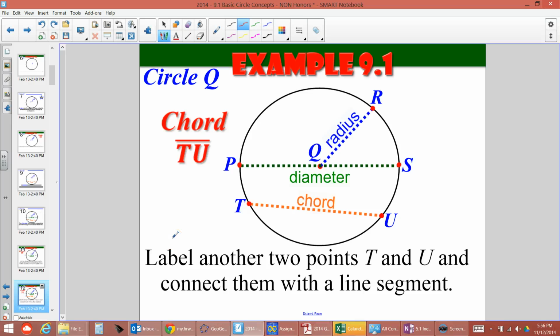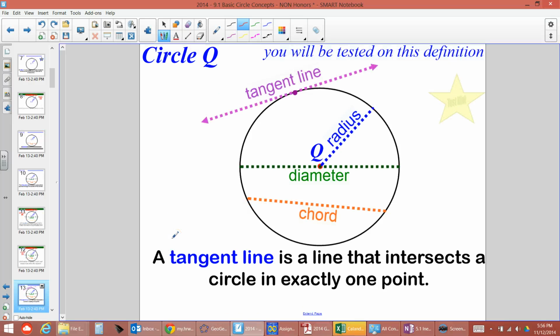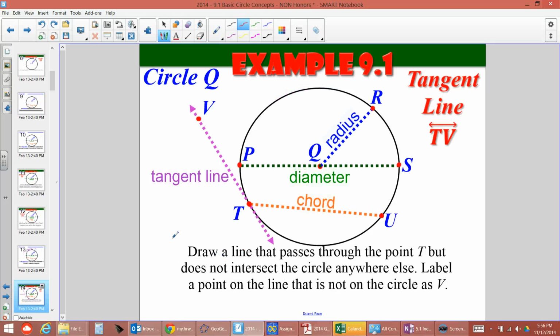A line segment with endpoints on the circle is a chord. Now, if we talk about what's called a tangent line, I don't want you to draw it there. I actually want you to draw it over here on your circle. Use T and draw a line that only touches the circle just right at T, and that is what we'll call a tangent line. Something that touches the circle only in one spot is a tangent line.